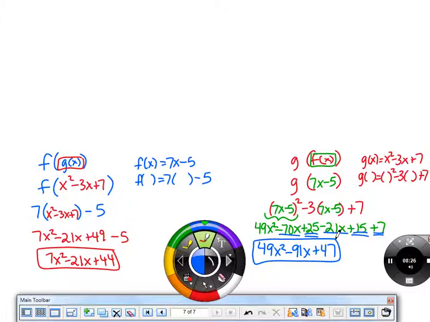So that's how we do composition. So make sure you bring your questions about this with you to class tomorrow.